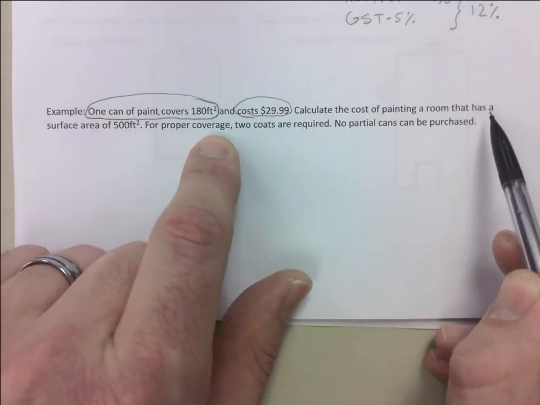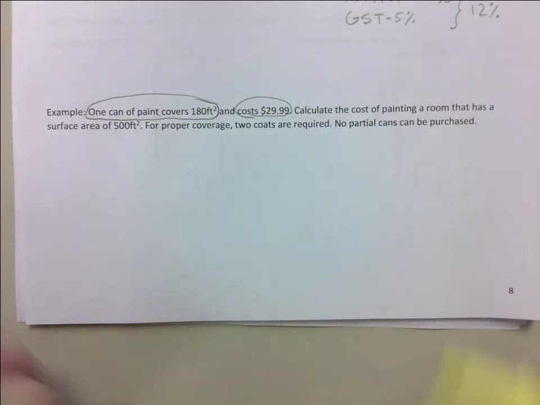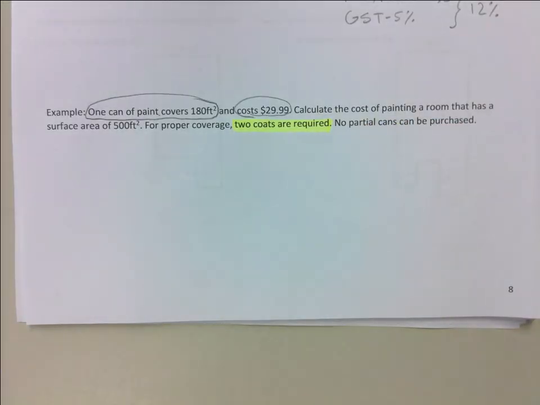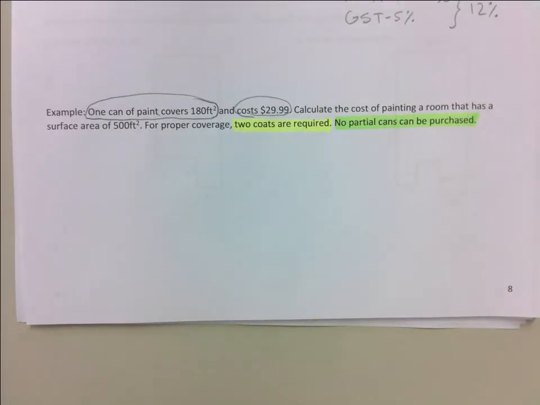For proper coverage, 2 coats are required. That is important. I want you to highlight that. You're going to paint the room twice. And another, no partial cans can be purchased. Even if I don't say that, you can safely assume that, okay?